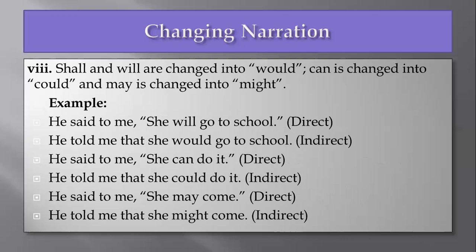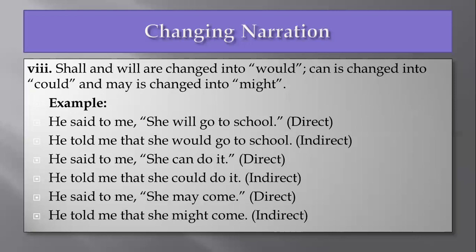Next, shall and will, that is the modal auxiliary verbs, will be changed into would. Then can is changed into could, may is changed into might. Say for example, if you say, he said to me, "She will go to school." The indirect speech will be, he told me that she would go to school.